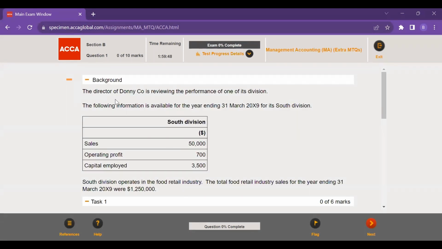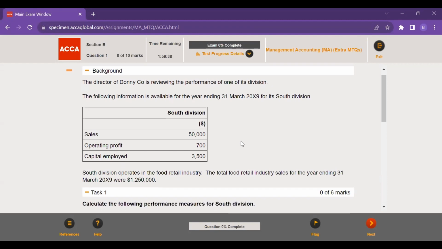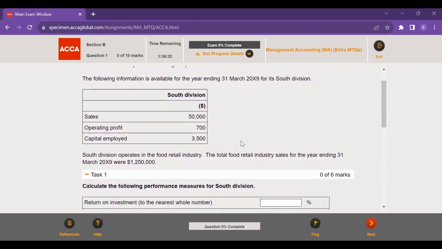We have some background information given to us. The director of Donny Company is reviewing the performance of one of its divisions. The following information is available for the year ending in its South Division. We have the sales, the operating profit, and the capital employed. The South Division operates in the food retail industry. The total retail industry sales for the year ending 31st March 20X9 was 1250000.